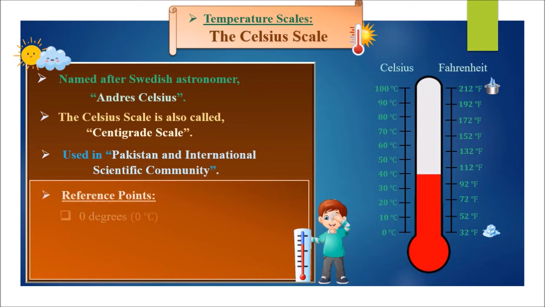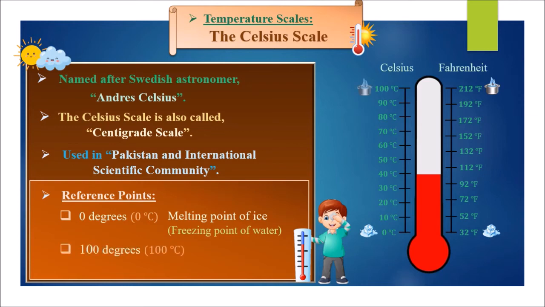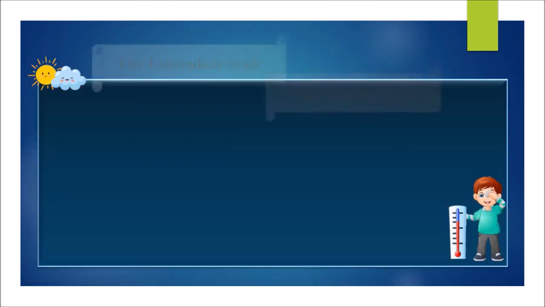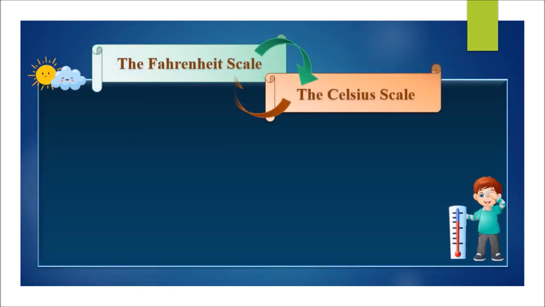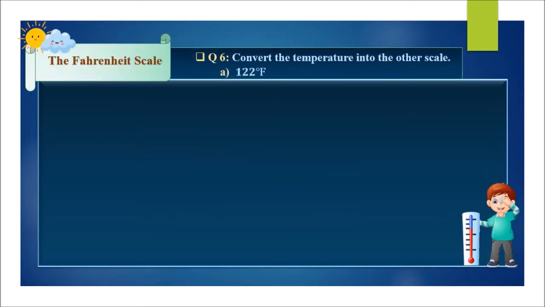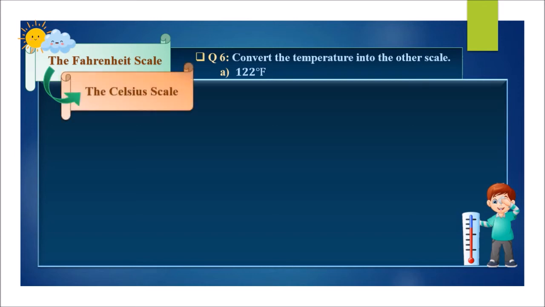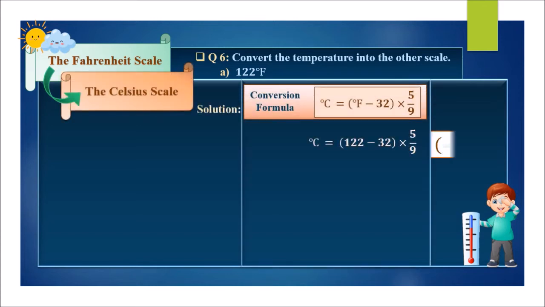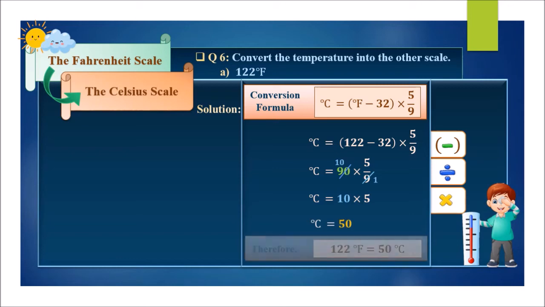Here 0 degrees Celsius indicates the melting point of ice or freezing point of water, and 100 degrees Celsius indicates the boiling point of water, and the normal human body temperature in Celsius scale is 37 degrees. These measuring scales are convertible by using conversion formulae. If we want to convert the temperature from Fahrenheit scale to Celsius scale, first we need to subtract 32 from the given temperature, and then we divide the difference by 9. In the last, we multiply the quotient by 5.